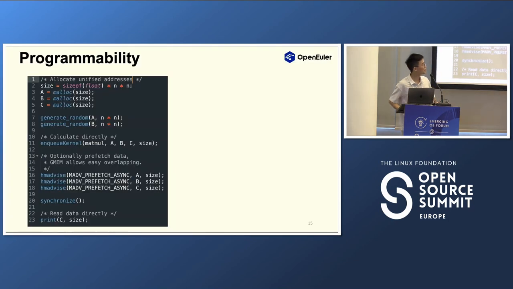The first evaluation we want to look at is how the programmability looks. Here on the slide is pseudocode that I wrote, basically calculating the matrix multiplication of two buffers, A and B, generating the results in buffer C, and reading it from the CPU.